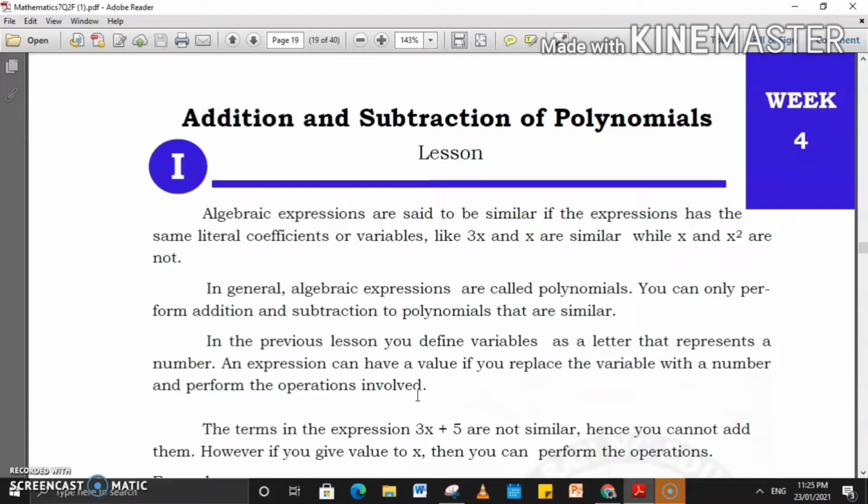We are going to evaluate what is the value of that given expression given that we have the value of the variables. So, the terms in the expression 3x plus 5 are not similar. Bakit po not similar? Kasi ito'y 3x, may x, itong 5, walang x. Okay, so therefore, they are not similar, and if they are not similar, hence you cannot add them. However, if we give a value to x, then we can perform the operation. So, I'll teach you kung paano mag-evaluate ng given algebraic expression. Okay, so let us start.